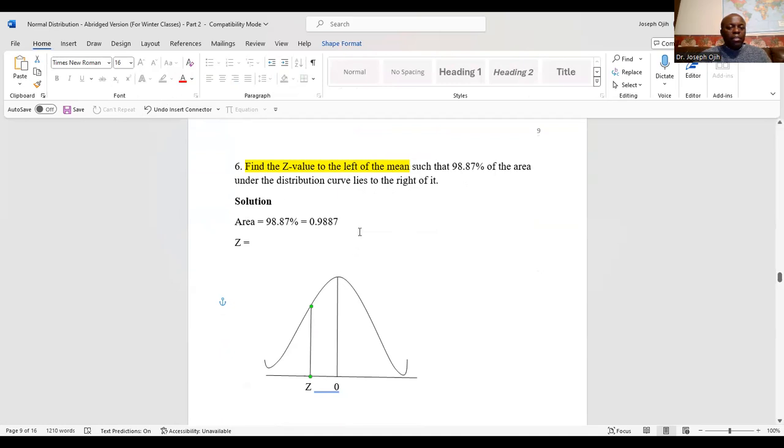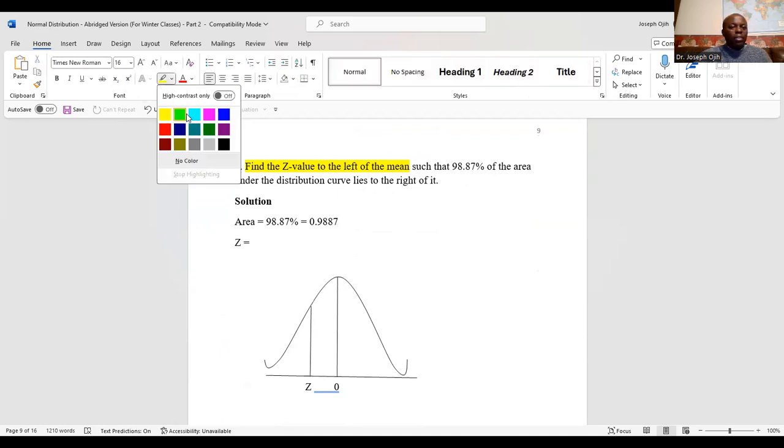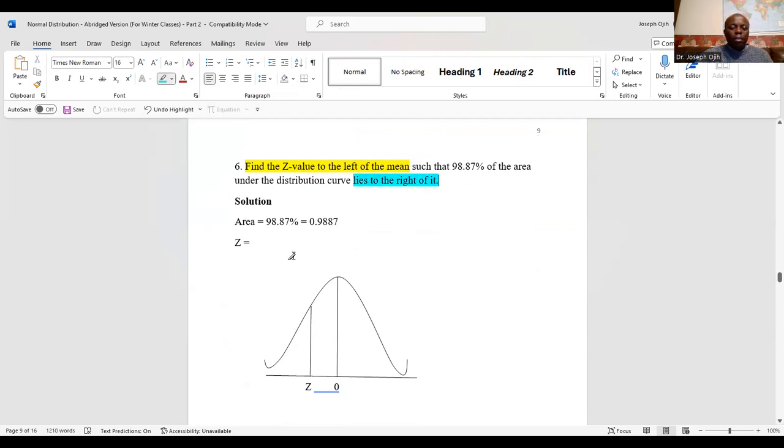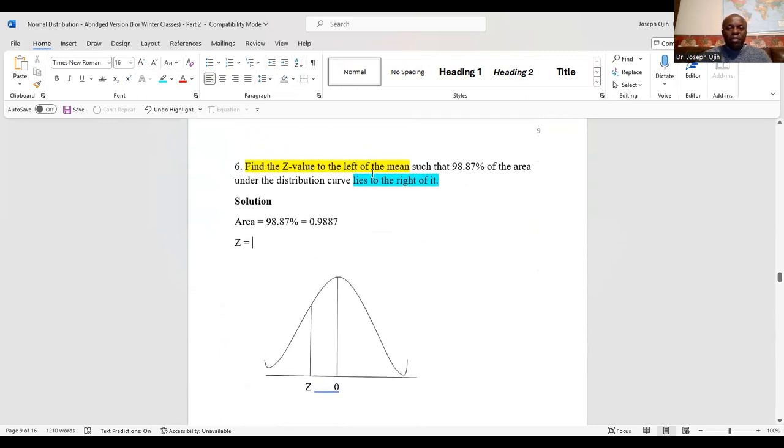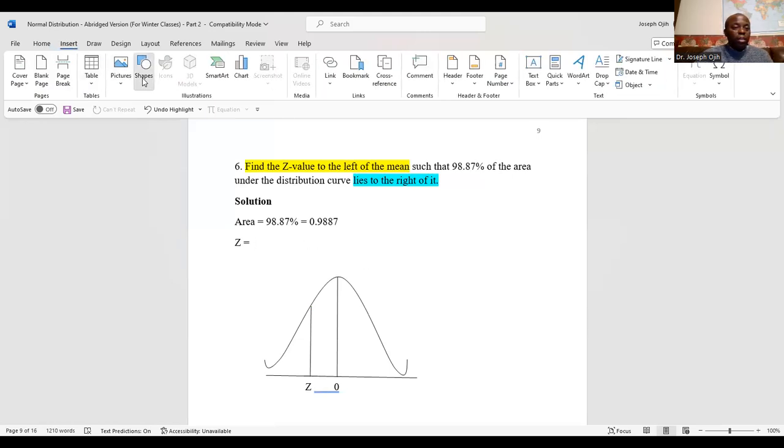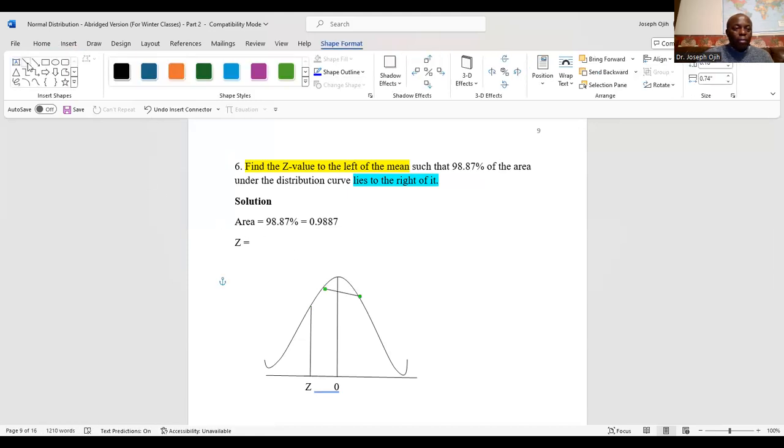Let me emphasize it very well. It lies to the right. See, lies to the right of it. Now, the Z value is on the left side, but the area is on the right side. So in that case, we have to adjust, because this area is the area that lies to the right of it.